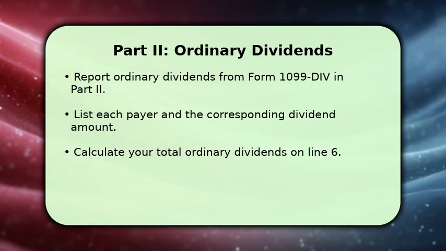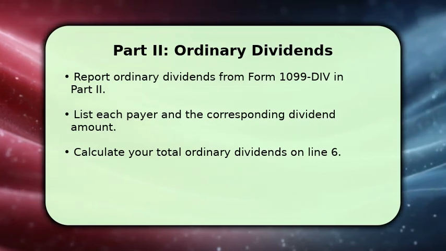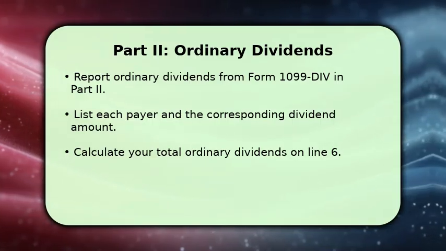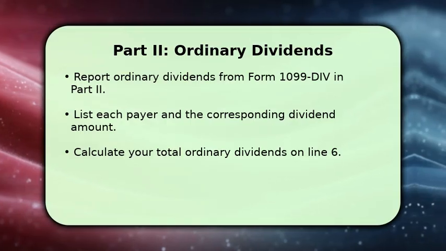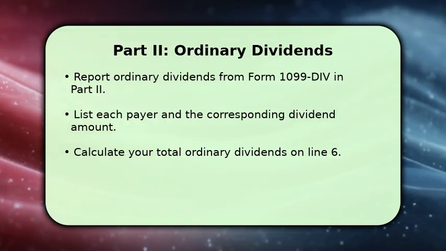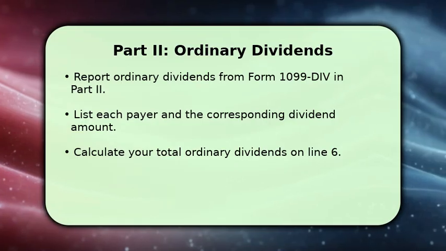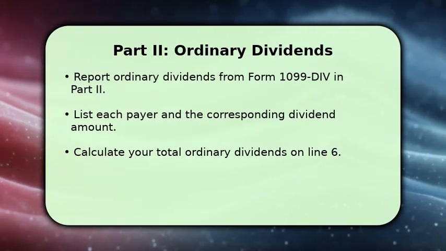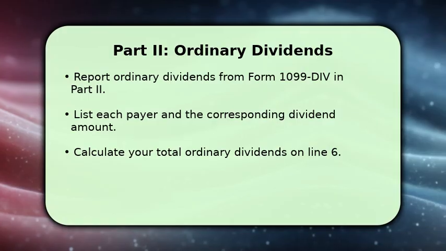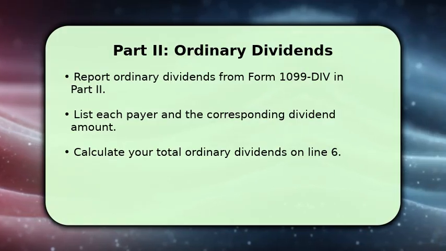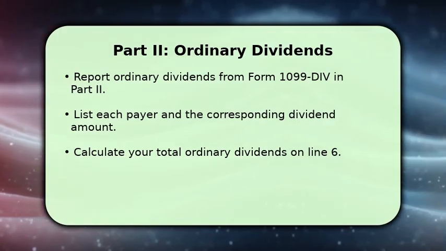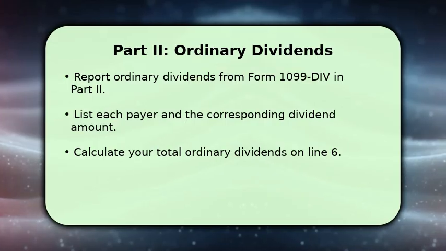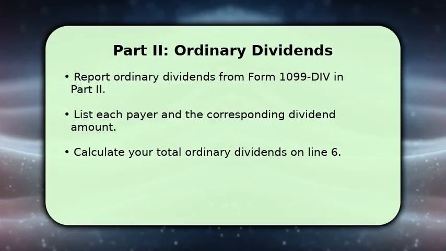Now, let's tackle Part II, which covers ordinary dividends. Similar to interest, you'll list the names of all dividend payers, such as corporations or mutual funds, and the total ordinary dividends received from each. Your Form 1099 DIV will provide these essential details. Remember to distinguish ordinary dividends from qualified dividends, as only ordinary dividends are reported here. Add up all your ordinary dividends on line 6, then transfer this sum to your Form 1040.